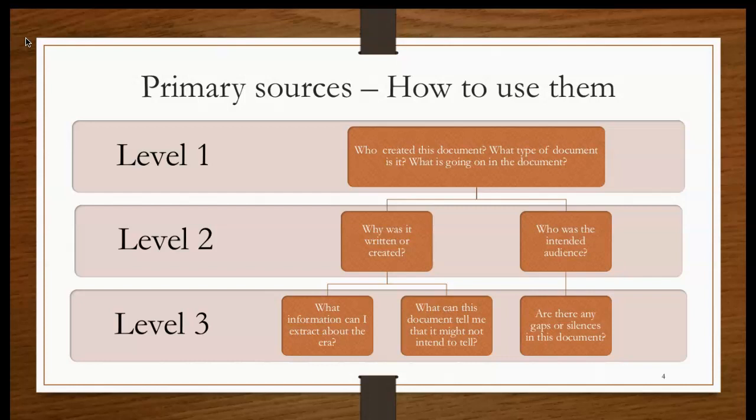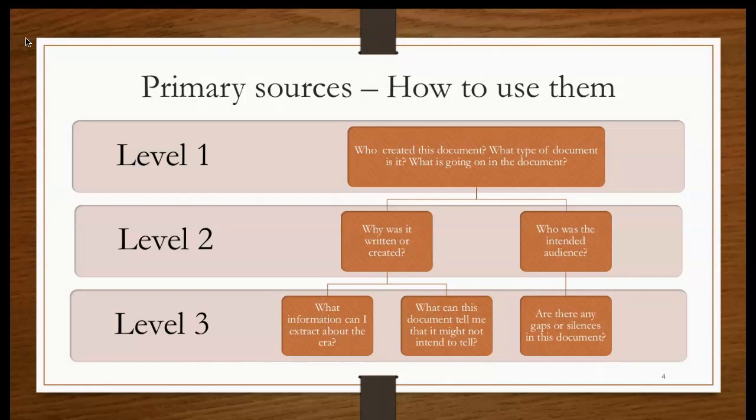There are the basic level 1 questions, things like, who created this document? Who's the author? Who's the creator? What do I know, if anything, about the author or the creator? What kind of document is it? Is it a law? Is it a letter? Is it a painting? What's the storyline? What is going on in the document? What event or series of events is this document or this primary source describing?